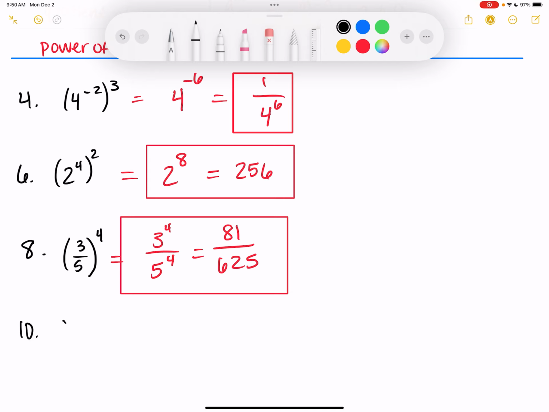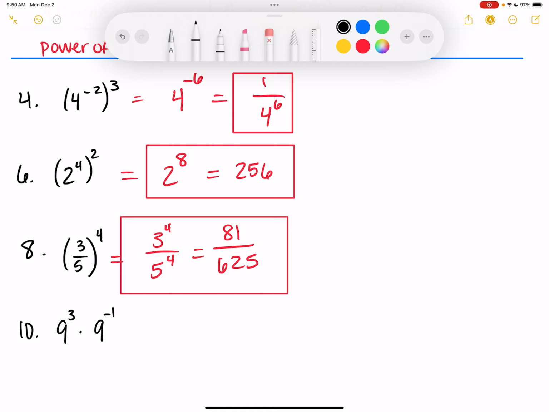9 cubed times 9 to the negative 1. I'm going to see what way y'all are going to do this one. You multiply the nines first. So you do the exponent first, right? Because of the order of operations. 9 cubed is 81 times 9, and 9 to the negative 1 is 1 over 9.